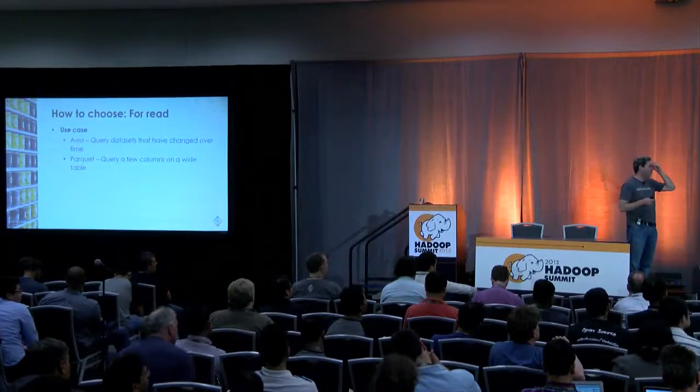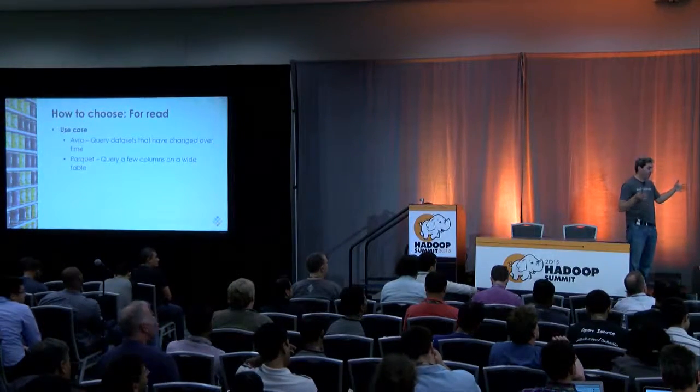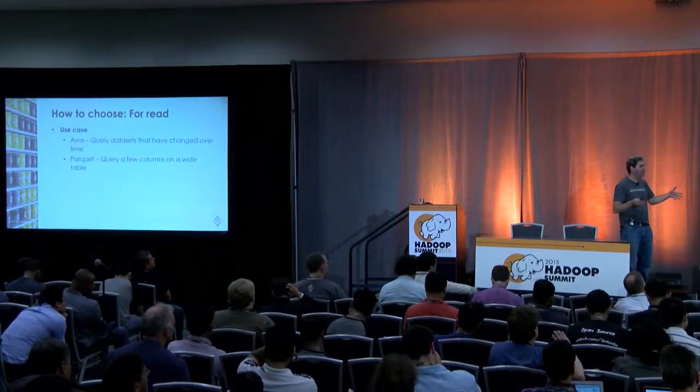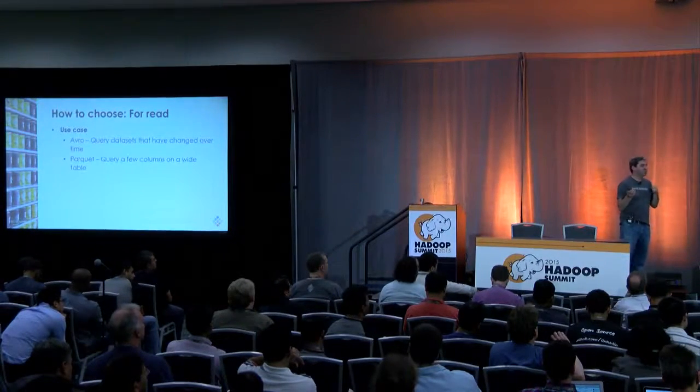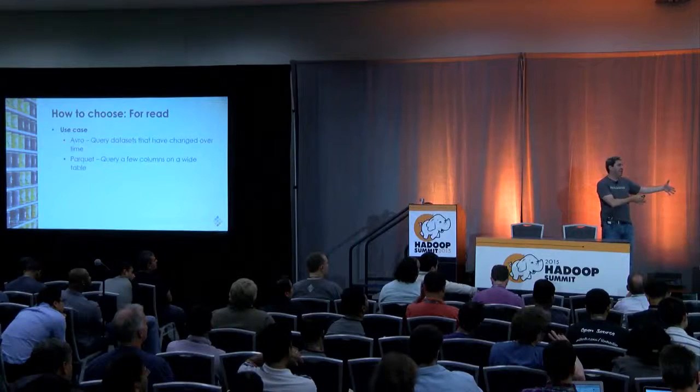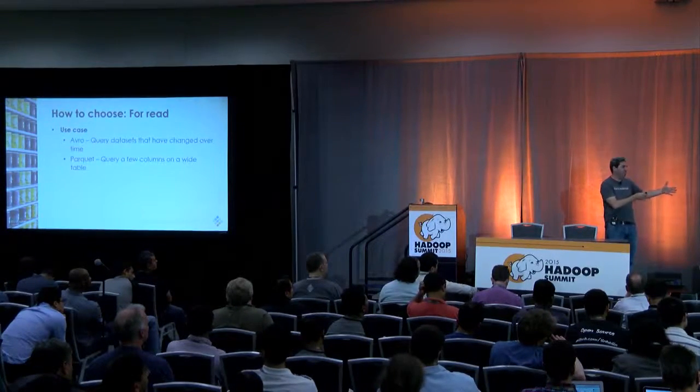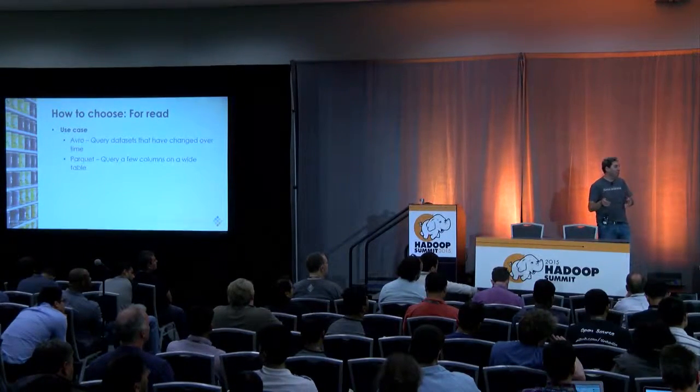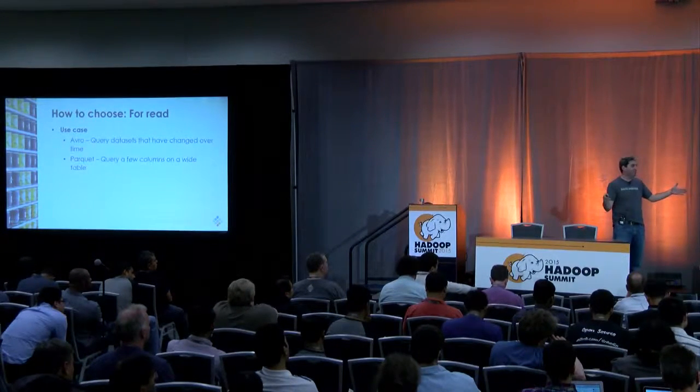So the Avro example was: I had a data set, the columns changed, the schema changed, names got changed around. But I had old data that was in a certain way, then I had new data, and it was evolving. But I always want to go back and query the whole data set.